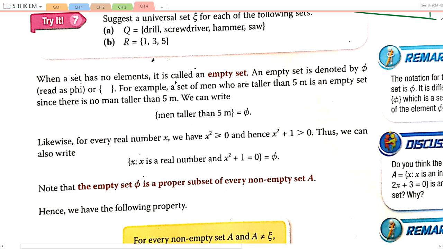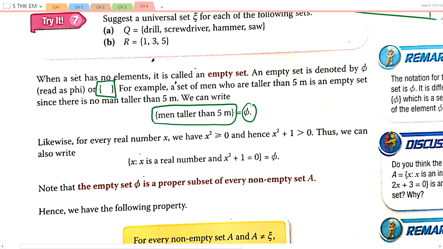Now it is also possible for a set to have no elements, and that will be known as an empty set. We use the symbol phi, or brackets with nothing inside. So this is an empty set. Basically, there are things that don't exist. An example is a set of men who are taller than 5 meters. We don't have people that are taller than 5 meters. So this is how we can write it: the set of men taller than 5 meters equals phi, which is nothing.